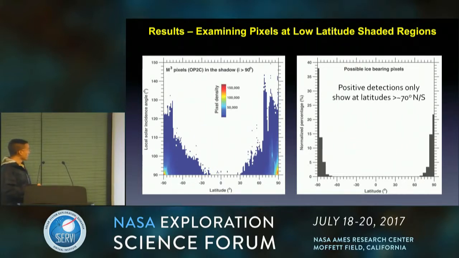We can see that even in the equatorial region, we have several pixels in the shadow, and above 30 degrees you have more pixels. And this is the detection result. We only see positive detections at latitudes beyond around 70 degrees, both north and south.